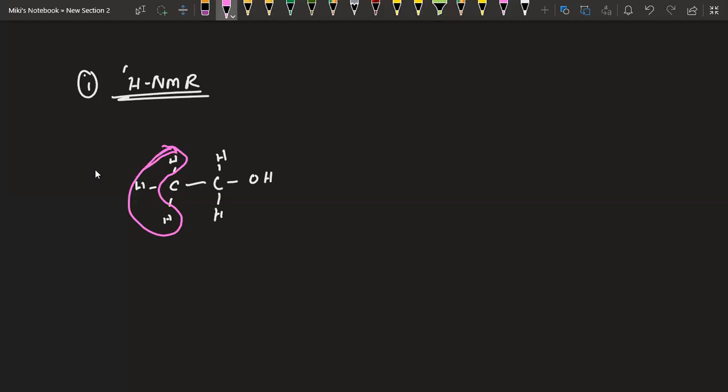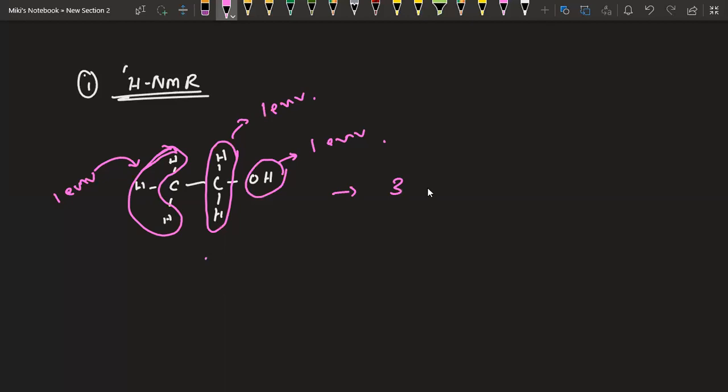So you can say this is a single environment, one environment. Then we have what? This is a group because these hydrogens are bonded with this specific carbon. So that means this is another environment. Now, based on this alcohol part, every alcohol, carboxylic acid, these are considered as one single environment. That means, in total, how many environments do we have over here? 3 chemical environments, okay?